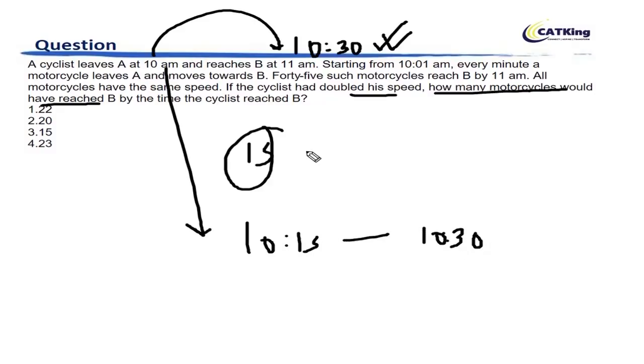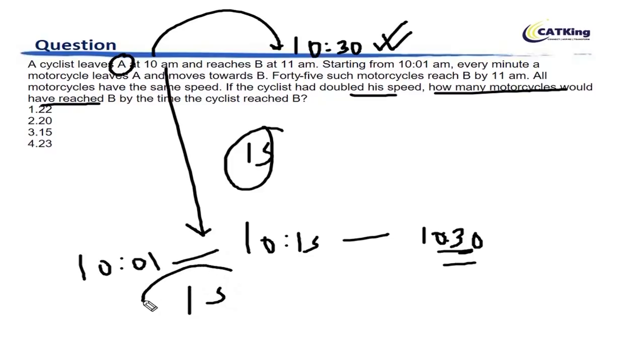This is the time when cyclist A reaches the point B. So from 10:01 to 10:15 there will be 15 motorbikes that will basically reach the point B. The answer here is 15. I hope this is clear. Again, a very commonsensical time, speed, distance question. It should not take more than 10 seconds to solve a question like this. Again, a very beautiful question to test common sense and application of arithmetic.